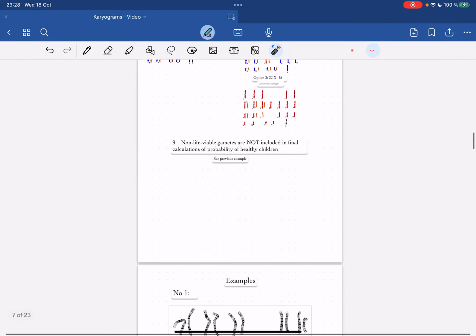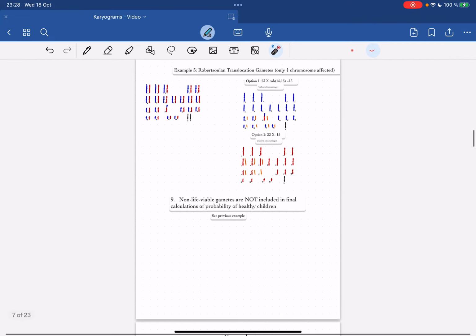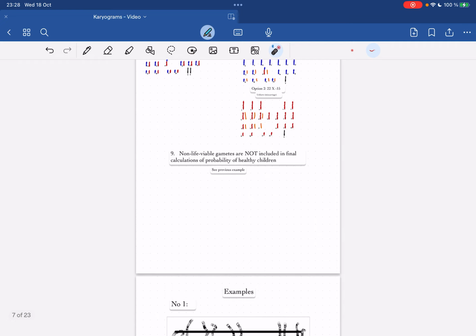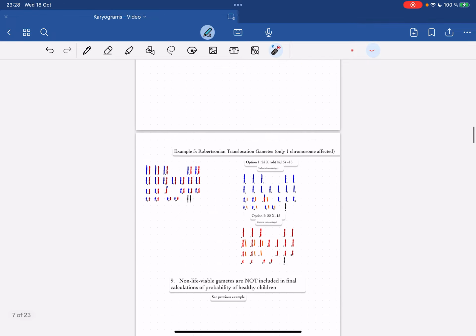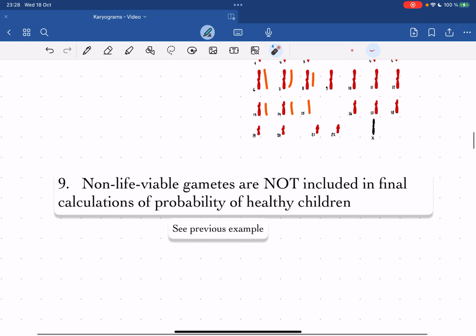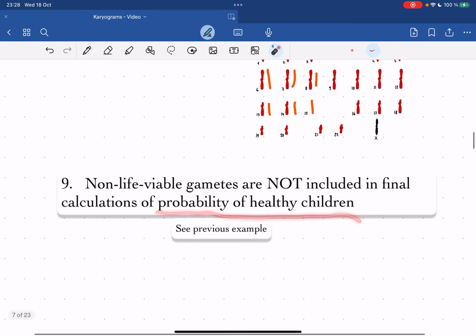Okay, last question, last rule before we get into the questions and examples. I'm so sorry, guys. It took this long, but I really wanted to go into detail and hammer in some points. So number 9, non-viable gametes are not included in final calculations of a probability of a healthy children.